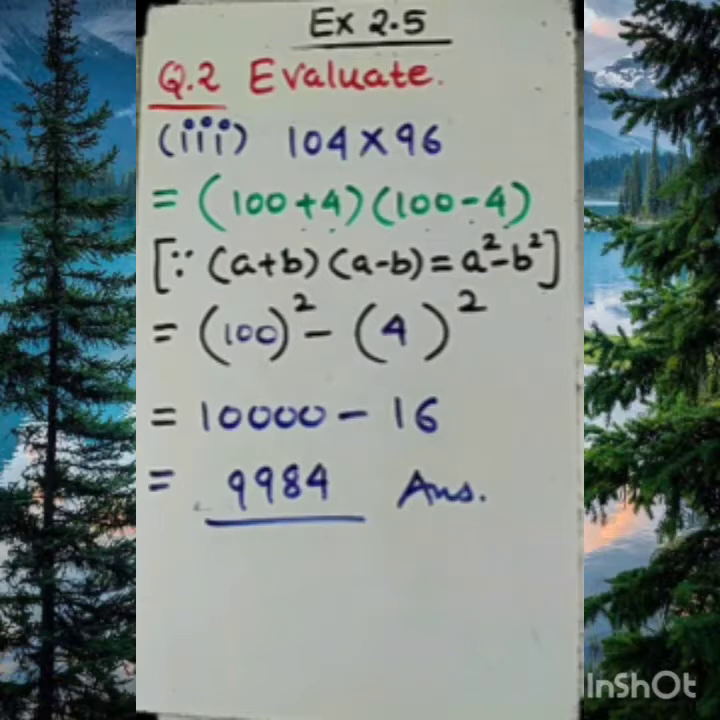Okay, you can see here we have not multiplied it by the common method of multiplication. Here the application of the identity, how it makes our work easiest, that we come to know through this evaluation. Clear to you?